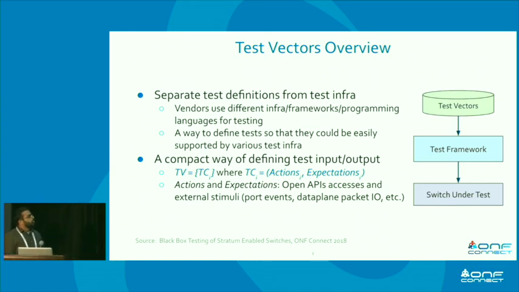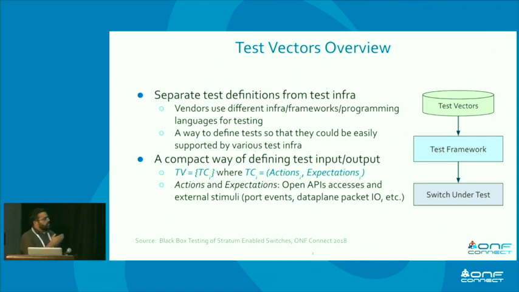So here is an overview of test vectors. One key factor of test vectors is that they separate the test definition from the test infrastructure. So different vendors can use different frameworks, programming languages, and preferences. If we can define test vectors in a simple manner that anyone can adapt, that helps to develop vendor agnostic tests. So you can see test vectors are a compact way of defining test input and output. The test vectors are basically a set of test cases.